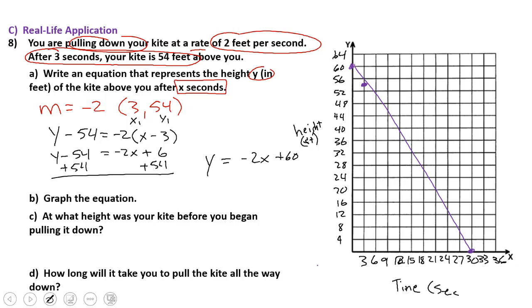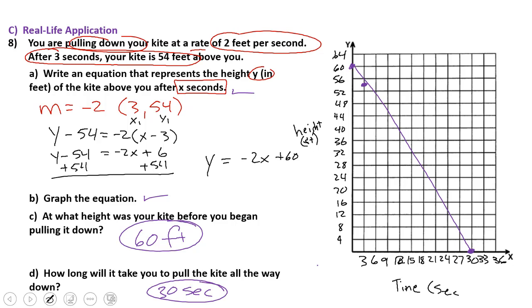And so when we wrote in our equation, 2, we've graphed the equation. 3, at what height was your kite before you began pulling it down? We know that that was 60 feet because that's our y-intercept. And it says, how long will it take you to pull the kite all the way down to the ground? If we come over here to 30 seconds on the x-intercept, the x-intercept is 30, so 30 seconds is how long it takes to hit the ground, pulling all the way down to you.